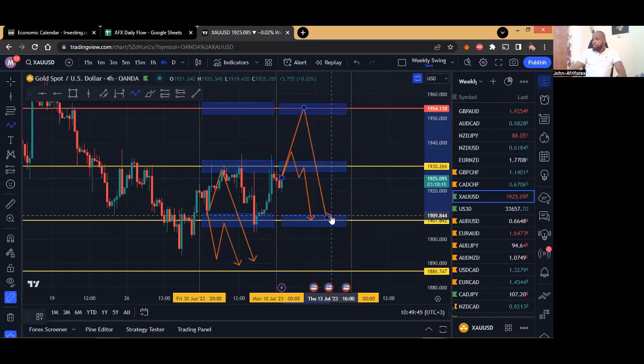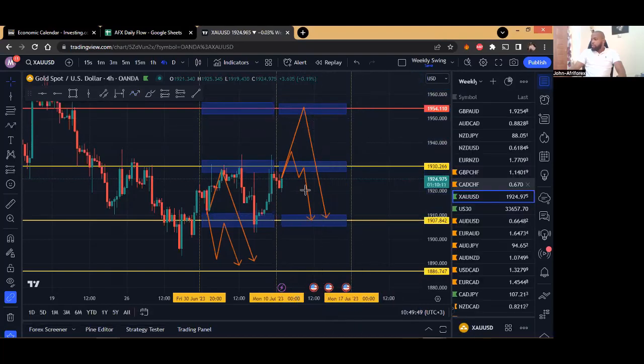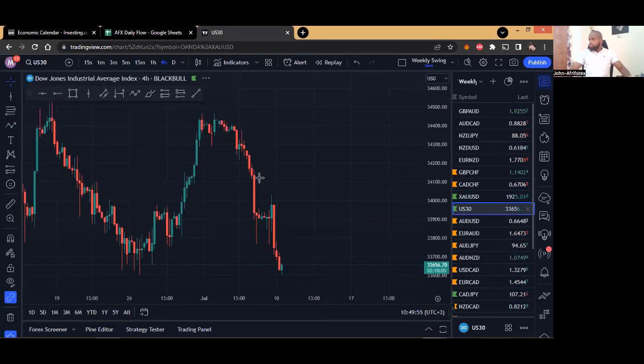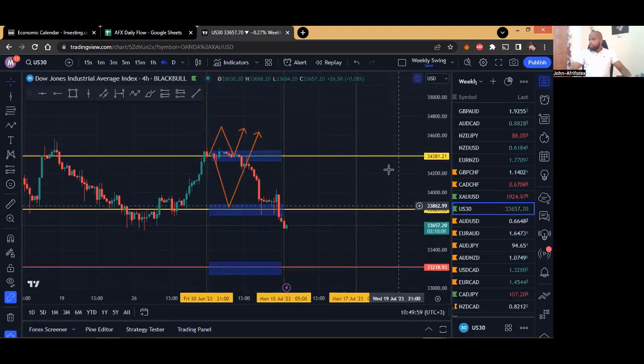We could find something like that as well. So I think hopefully you guys have taken note of that. So the bias is still to look for sells on gold. So moving over to the Dow Jones. So what do you think about this one?